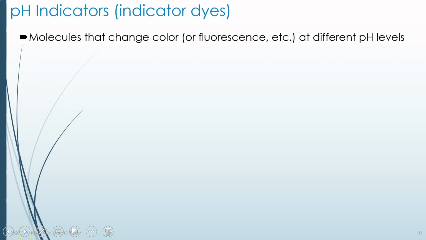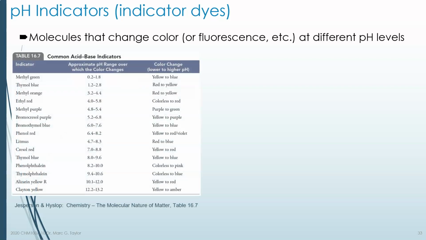pH indicators, or indicator dyes, are molecules that change color at different pH levels. So they may be one color at a lower pH and another color at a higher pH. We also have pH indicators that change fluorescence. They may go from no fluorescence to fluorescence, or fluorescence to no fluorescence, or even one kind of fluorescence in one color range to another kind of fluorescence in another color range, depending on the pH.